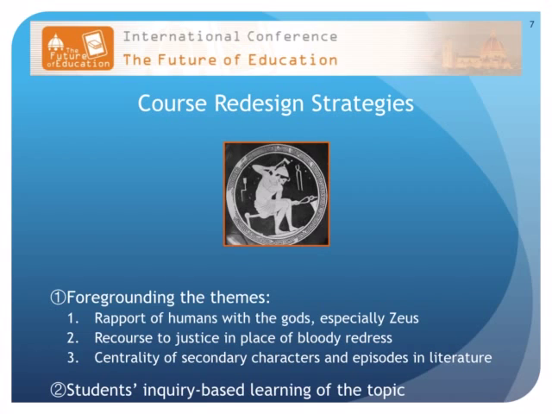First off, I made more of an effort to foreground the themes that are involved in the topic of Minos during my lectures. So I insisted particularly on these three aspects here on the slide: the rapport of human beings with Zeus, the recourse to justice in place of bloody redress, and the centrality of secondary characters and also episodes in literature in general. I really hammered these themes because they are so important in understanding the topic of Minos.